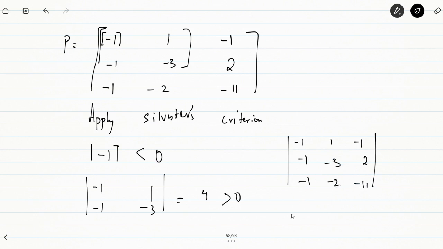We can find out the determinant of this matrix. This determinant will be minus 49, which is again less than 0. So Sylvester's criterion states that for a system to be positive definite, all the three determinants have to be greater than 0. If any of the determinants is less than 0, then this is not positive definite. So accordingly, if this is negative definite, so will the function Q be negative definite. Fine.